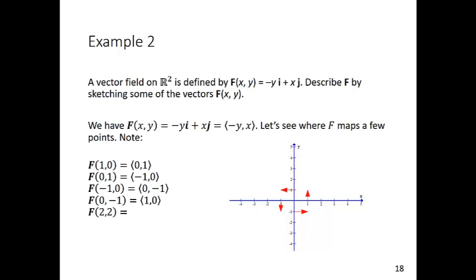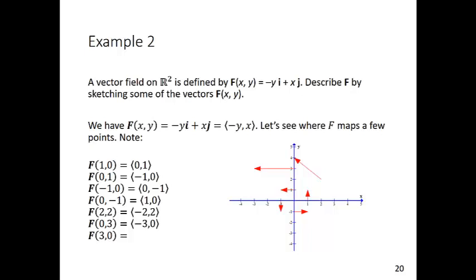f will map the point (2, 2) to the vector ⟨-2, 2⟩. So starting at the point (2, 2), we will draw a vector that points to the left 2 units and up 2 units. f will map the point (0, 3) to the vector ⟨-3, 0⟩. So starting at the point (0, 3), we will draw a vector that points to the left 3 units but has no vertical component.